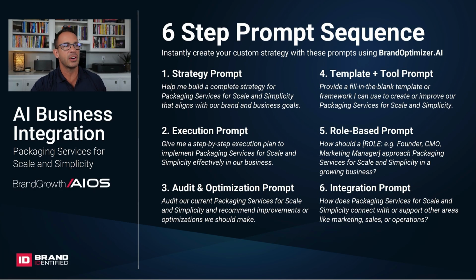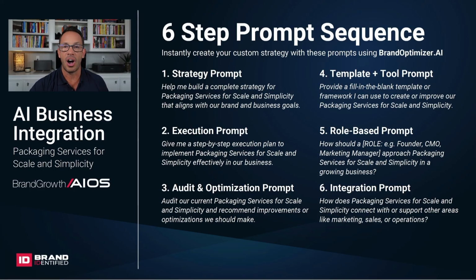So next up here is a 6-step AI prompt sequence that you can use to instantly create your custom strategy using these prompts in BrandOptimizer.ai. The first prompt is a strategy prompt, and that is: help me build a complete strategy for packaging services for scale and simplicity that aligns with our brand and our business goals. Prompt number 2 is your execution prompt, and that is: give me a step-by-step execution plan to implement packaging services and scale for simplicity effectively in our business.